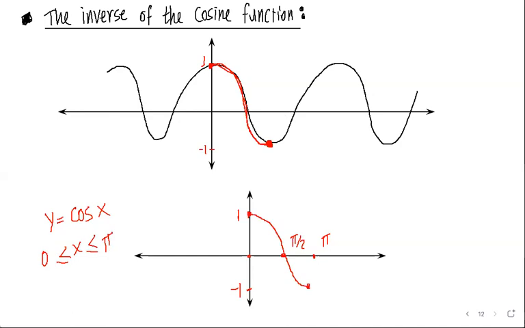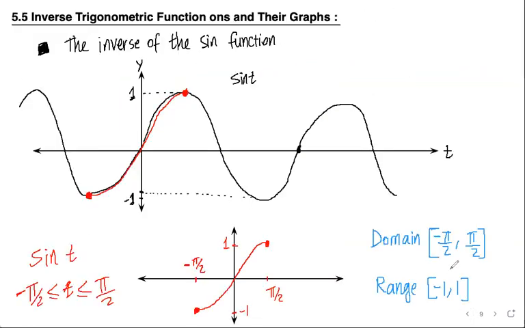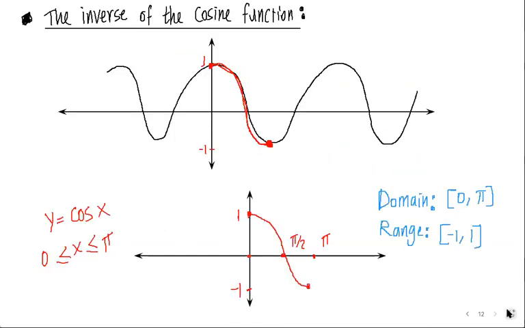So what is the domain for this function? What is the domain and what is the range? Domain 0 to pi and range is -1 to 1. Yes, from 0 to pi, and from -1 to 1 is the range. For sine, the domain is from -pi over 2 to pi over 2. The range is the same, from -1 to 1. So now, the same thing, we have the definition for the inverse cosine function.